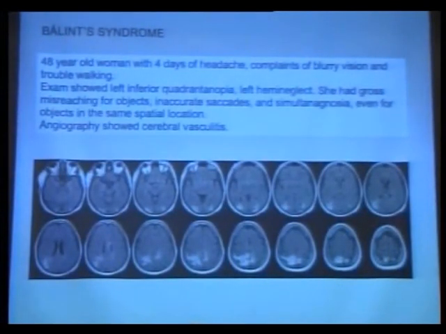Here's an example. This is a 48-year-old woman. She had 4 days of headache, complaining of blurry vision and trouble walking. She had a left inferior quadrantanopia and a bit of hemi-neglect, but she had a lot of misreaching, inaccurate saccades, and she had simultanagnosia. And here are her bilateral posterior lesions up to the parietal lobe, down into the occipital lobe down here, and she had a cerebral vasculitis.